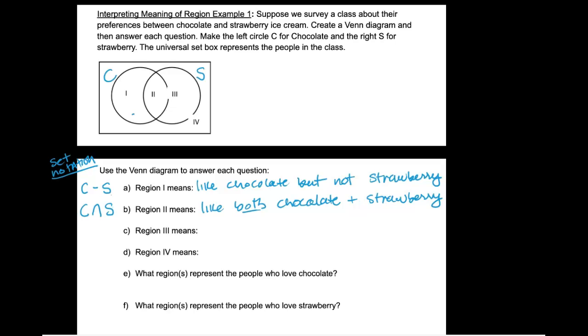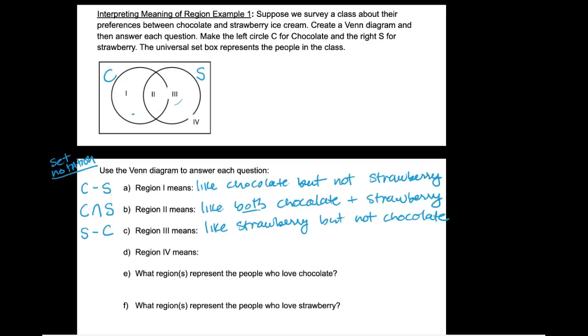Region 3 over here would refer to the students that like strawberry but not chocolate. Oh, let me back up for a second. We forgot the set notation. For strawberry but not chocolate, similar to region 1, we're going to use subtraction. So we're going to say S minus C, everything that's in S but not in C. So just the strawberry likers.